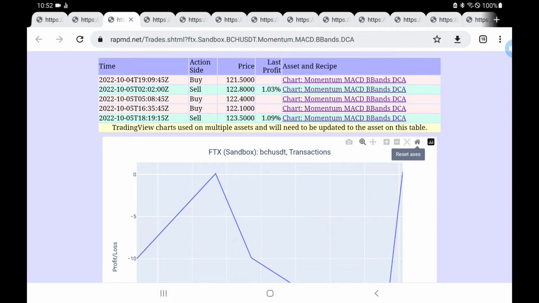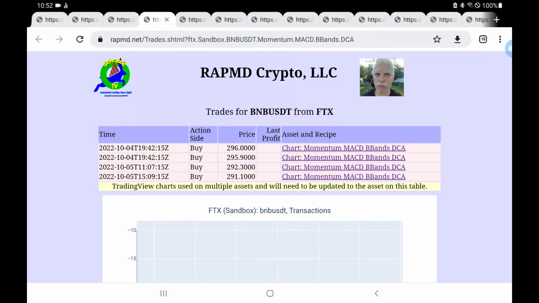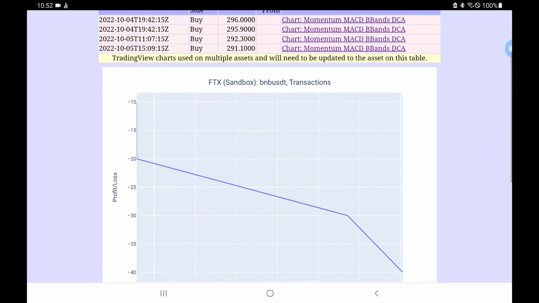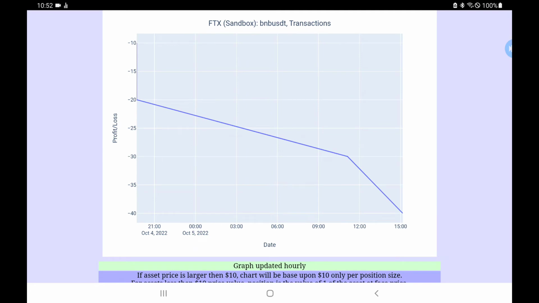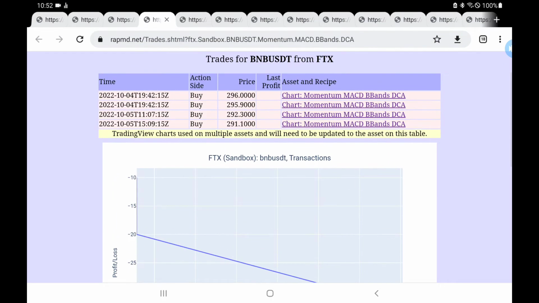So let's move on to the next one. This is only a purchase so far, no selling. And you see right now, because it's above $10 to the price line, I have $40 in exposure at this moment. So $40 exposure right now.